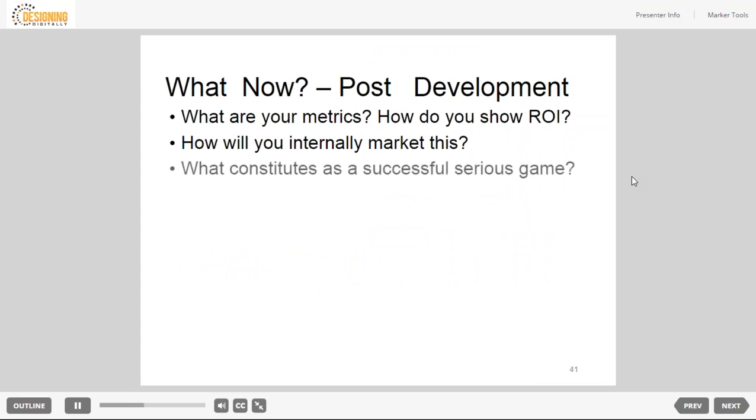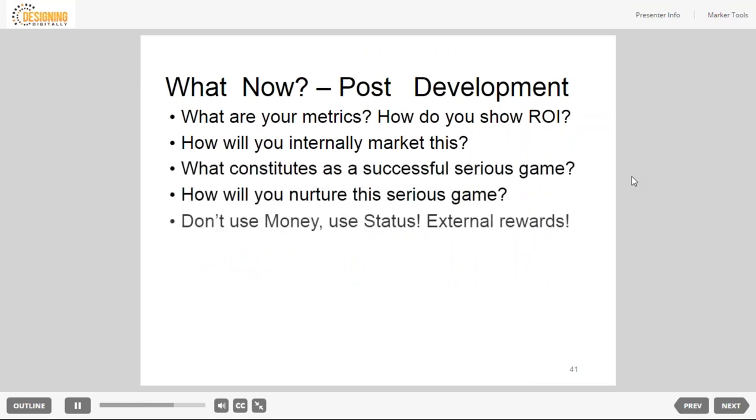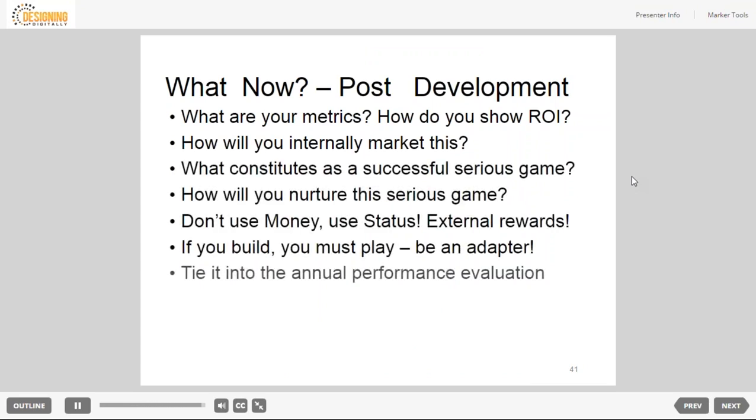If you're going to put a reward system in place, do not use money, use status. So use things like badging, use things like trophies, use things that they can actually put in front of them and say, look, this is mine, I won this because of this. But don't just give them bonuses or money. It's got to be something tangible that they can look at each and every day. And then possibly tie it into performance evaluation.